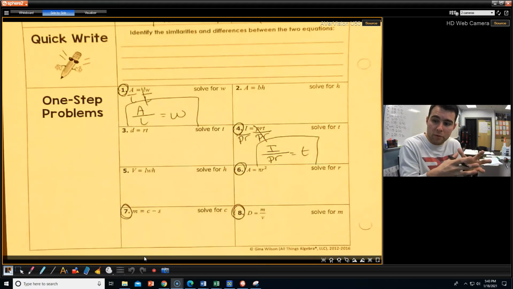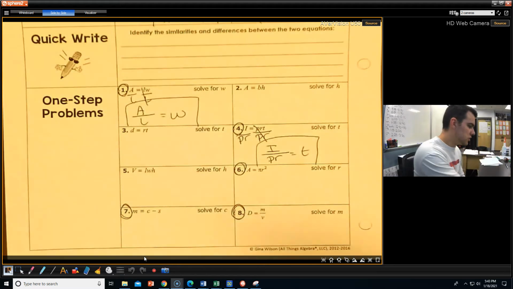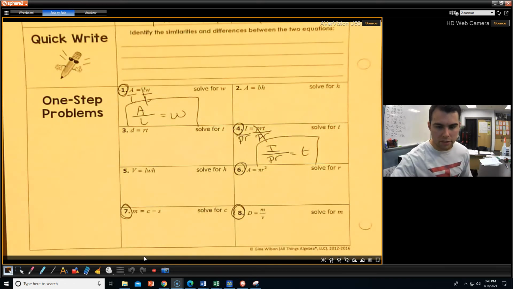They are all being multiplied together, so if you just pick out the parts that you need to divide by, it's just like we did over here with L. Okay? We had to pick out the L. Let's look at number 6. We have A is equal to pi r squared. We want to solve for r.